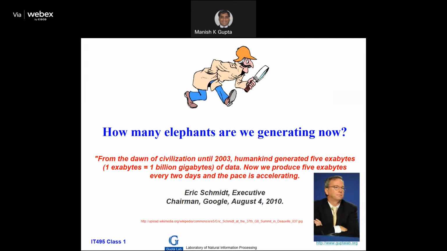There is an estimate by Eric Schmidt, executive chairman of Google, in August 2010, to give you some idea. So how many elephants are we generating? From the dawn of civilization until 2003, humankind generated 5 exabytes of data. You might have heard of kilobyte, megabyte, gigabyte, and exabytes are of the order of 10 raised to the power 18. So 1 exabyte is equal to 1 billion gigabytes. And now we produce 5 exabytes every 2 days, and the pace is accelerating. Any idea today how much data we are generating every day?